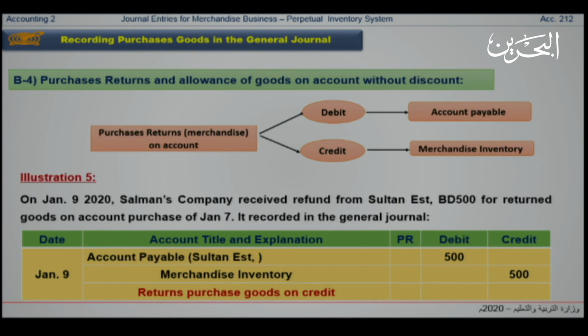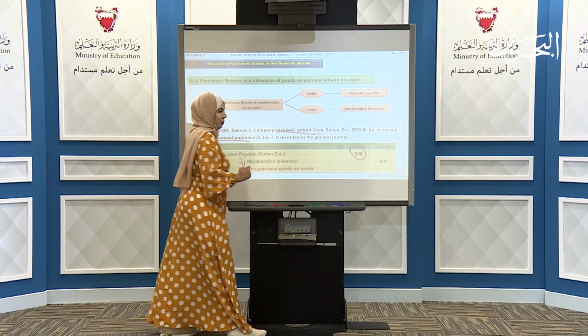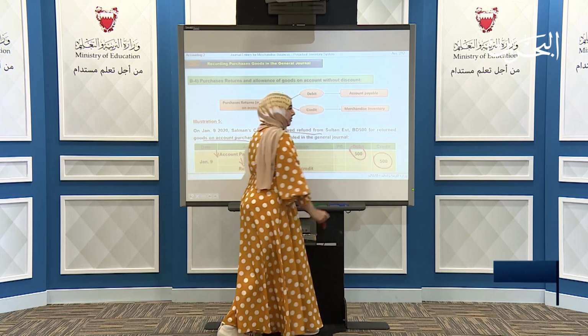Moving to the purchase return and allowance of goods on account, without discount also. Salman Company receives a refund from Sultan with an amount of 500 for returned goods on account. When I return the goods that I purchased before on account, my liability will decrease. I will put the figure on the debit side to decrease my liability, which is the account payable. Also, my inventory will decrease and it will affect the credit side with 500.